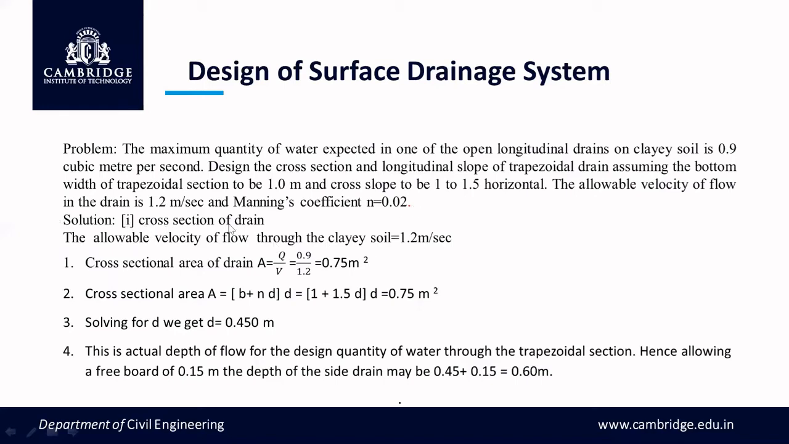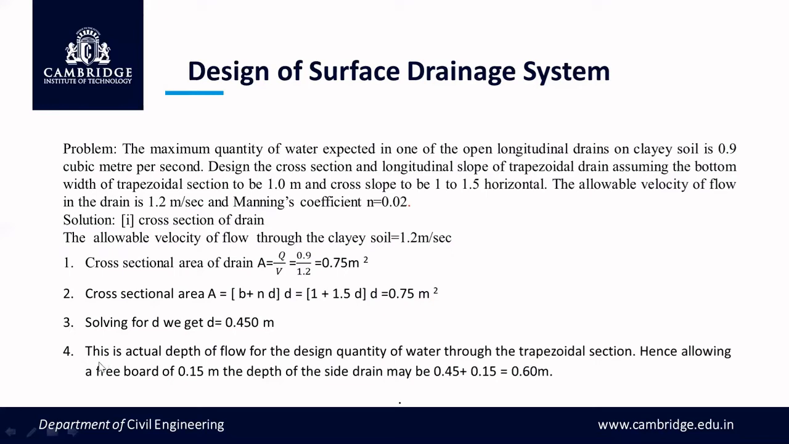First, the cross section of the drain. The allowable velocity of flow through the clayey soil is given as 1.2 meter per second. Number 1, cross-sectional area of drain A is equal to Q by V, that is 0.9 by 1.2, that is 0.75 meter squares. Second, cross-sectional area A is equal to B plus ND into D, that is equal to 1 plus 1.5 into D, equal to 0.75 meter squares. Solving the above equation for D, we get D as 0.450 meter.